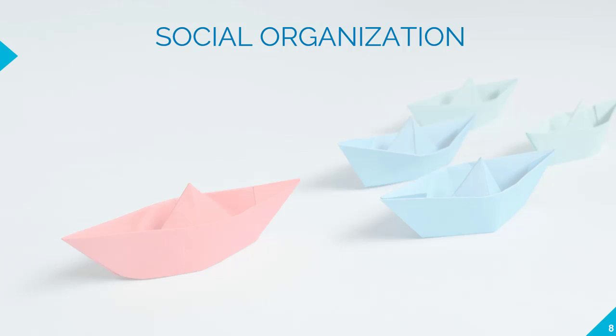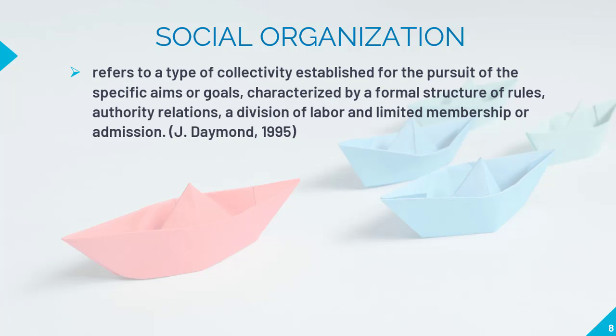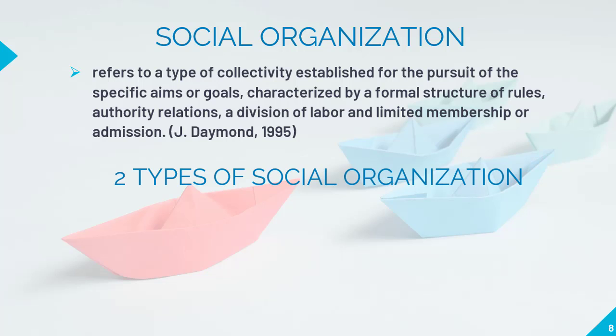Some interactions are upgraded to organized, structured relationships. Social organization refers to a type of collectivity established for the pursuit of specific aims or goals, characterized by a formal structure of rules, authority relations, a division of labor, and limited membership or admission. There are two types of social organization: formal and informal.